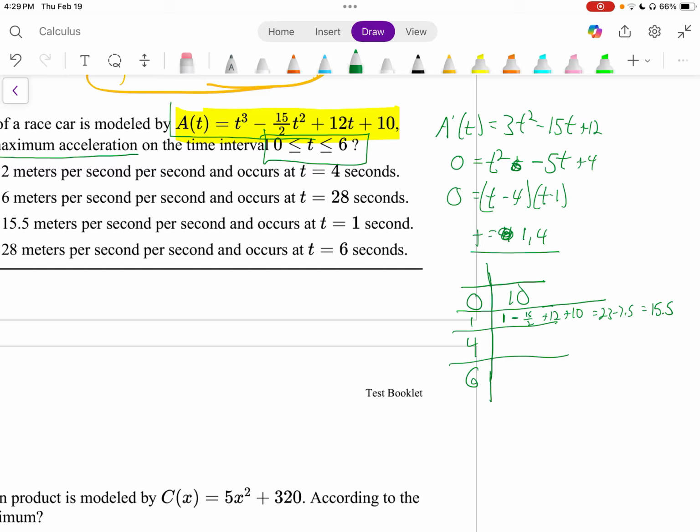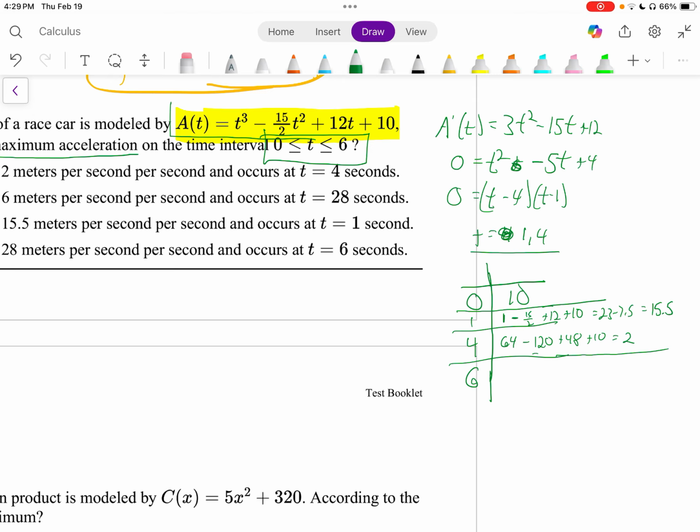Plugging in 4, 4 cubed is 64. 4 squared is 16. 16 will cancel with 2, so negative 15 times 8 is 120. And then 4 times 12 is 48, plus 10. Now this seems like it's going to be pretty small. So we have 64 plus 48, that's 112, plus 10 is 122, minus the 120 is 2. So that is not the maximum.